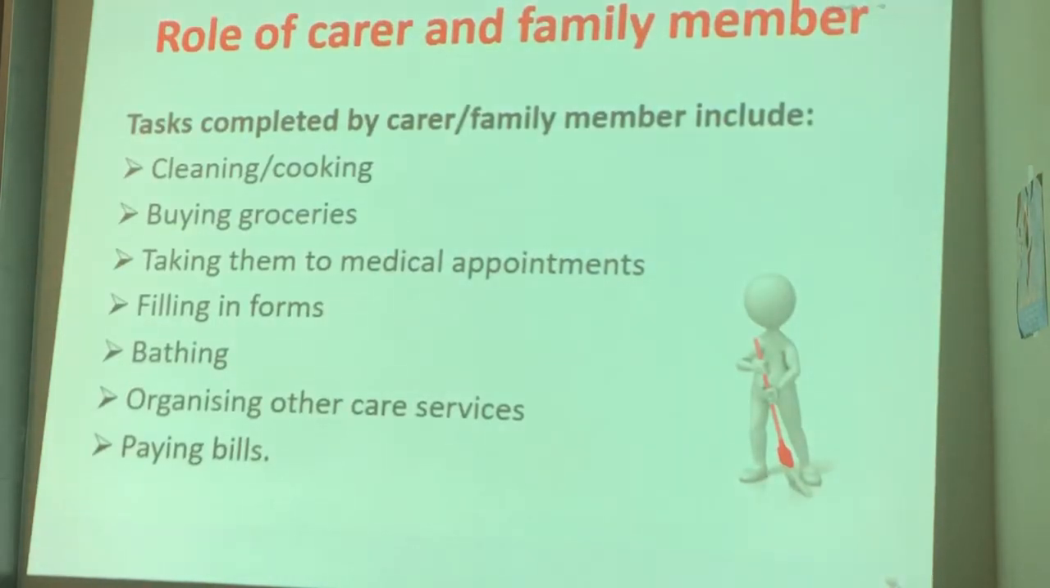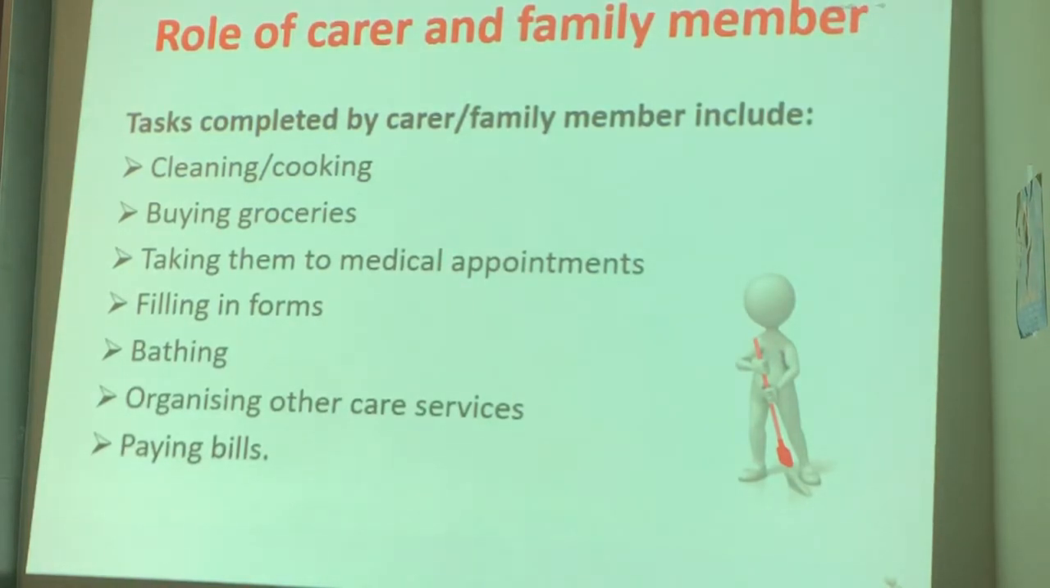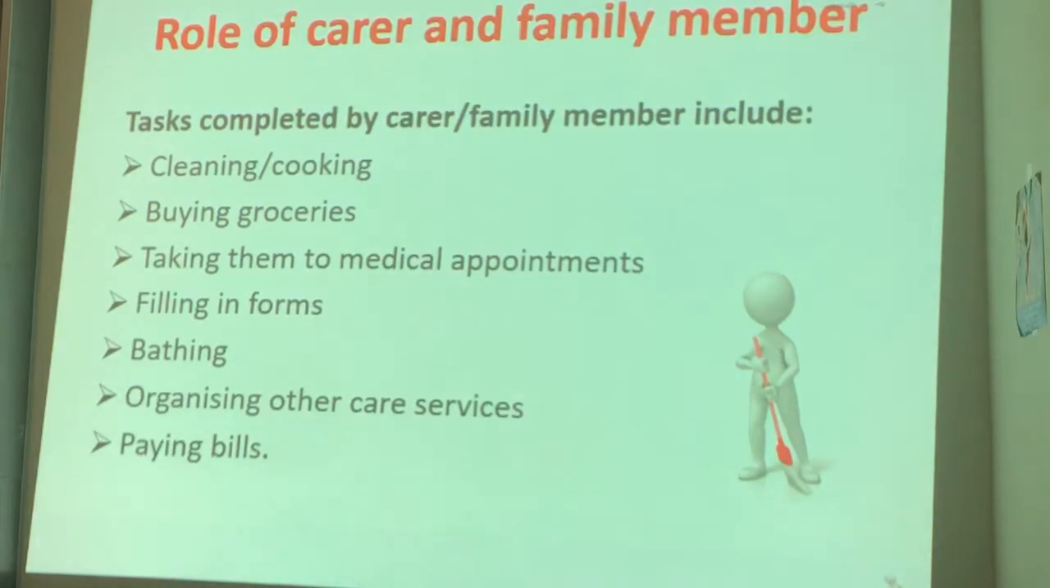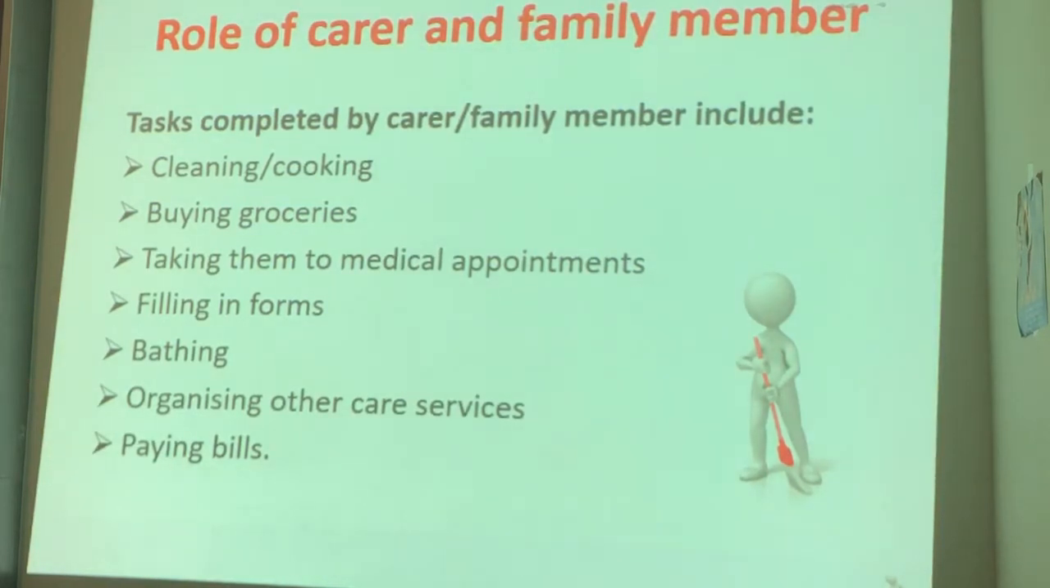Because the elderly can meet their needs with the support system coming from their own family, of course, from the carer itself. Okay, the role of carer and family member, the tasks completed by carer family members include cleaning, cooking, buying groceries, taking them to medical appointments, filling in forms, bathing, organizing other care services, and paying bills. Okay.